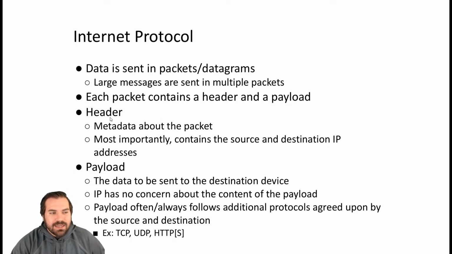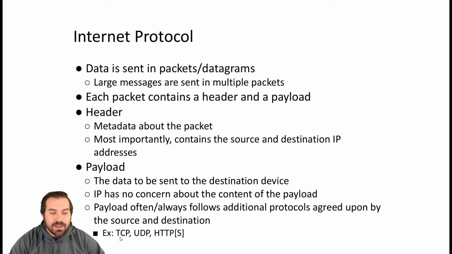These packets contain two chunks of information: the header, which has a bunch of information about the packet, most importantly the source and destination IP address, and then the payload, which IP does not care about. The payload can be whatever bits we want it to be. The internet itself does not care. It's not part of the Internet Protocol to care what the payload is, as long as it doesn't exceed the max packet size. So the payload usually contains more protocols.